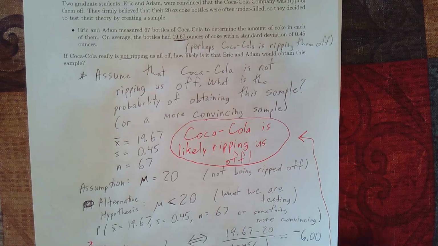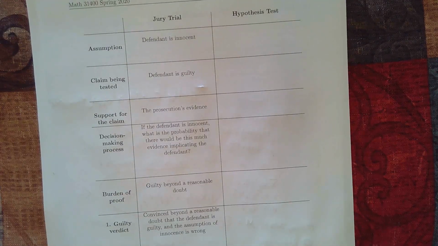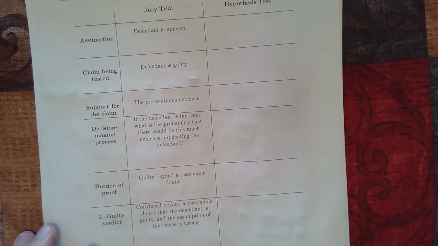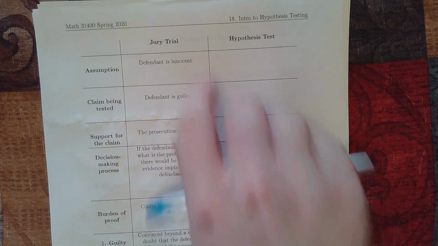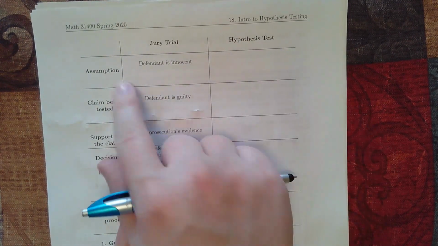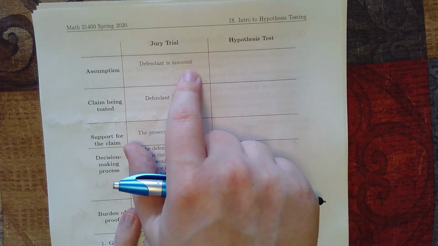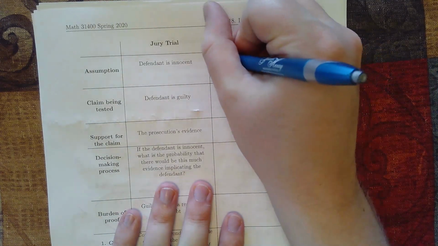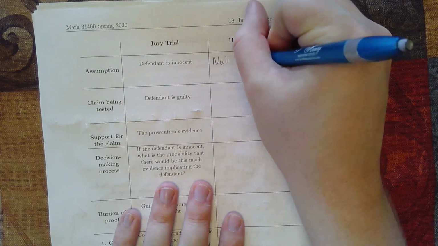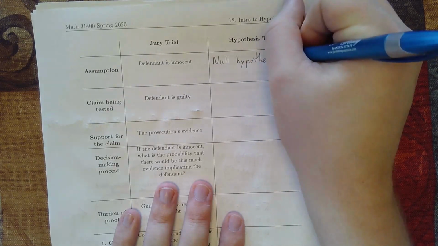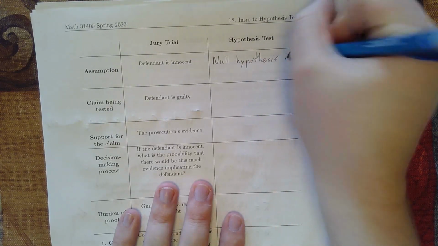So let's compare this to something like a jury trial. So just to kind of get some more analogies for us to be thinking about as we look at the nuts and bolts of hypothesis testing. So let's say we are looking at a jury trial and comparing it to a hypothesis test. If we're assuming that the defendant is innocent, this is similar to saying that the null hypothesis is true.